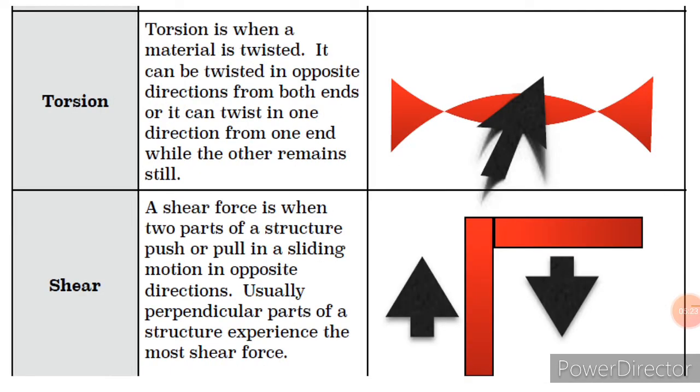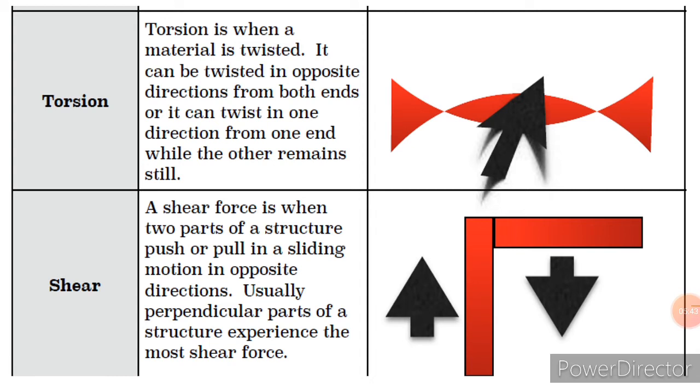Torsion is when a material is twisted. It can be twisted in opposite directions from both ends, or in one direction from one end. The best way you can remember torsion is when you are washing your clothes. That's an example of torsion, which is an internal force. The last one I'm looking at is the shear force.